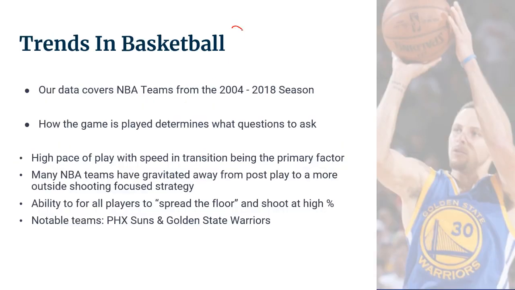Knowing how basketball is played and the trends in the sport is a good way for determining what questions to ask. The modern NBA is characterized by the following trends: a high pace of play with speed and transition being one of the primary factors to winning, with many NBA teams having gravitated away from post play to a more outside shooting focused strategy. This leads to a need for all active players to have the ability to spread the floor and shoot at a high percentage. Two notable teams for doing this are the Phoenix Suns and Golden State Warriors.